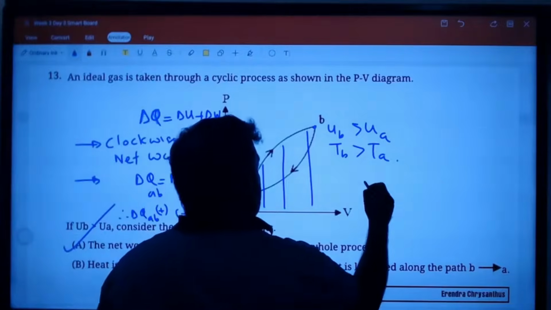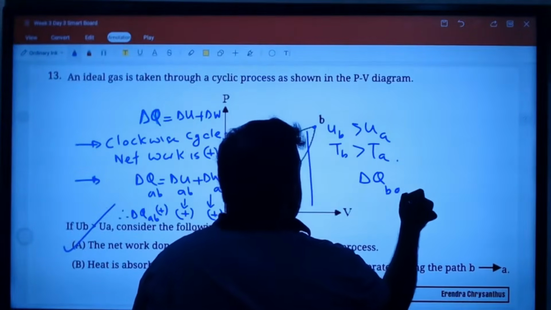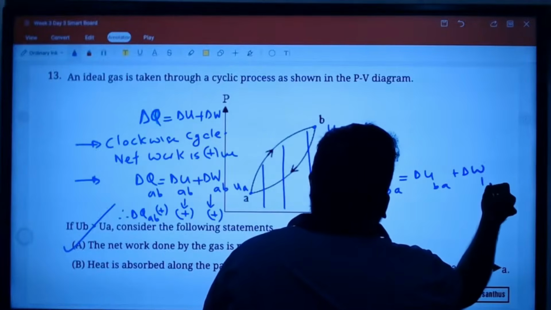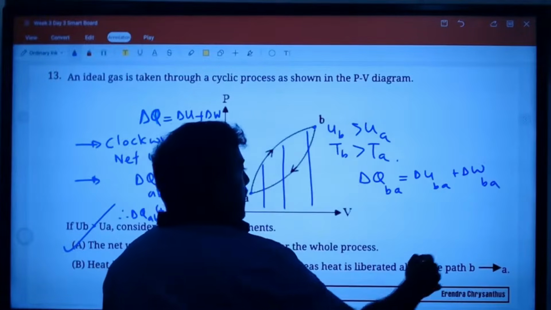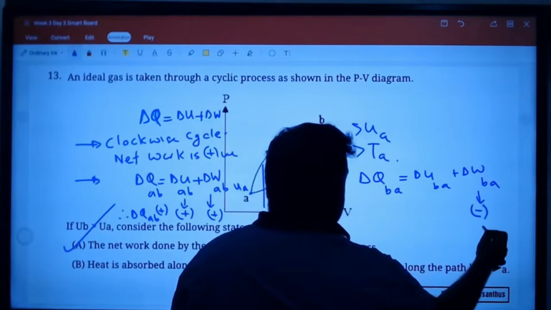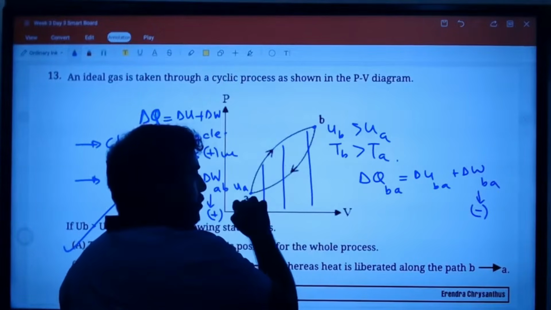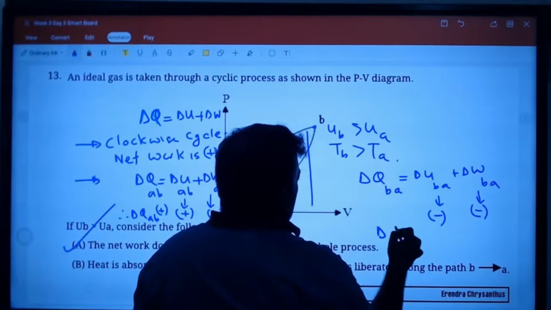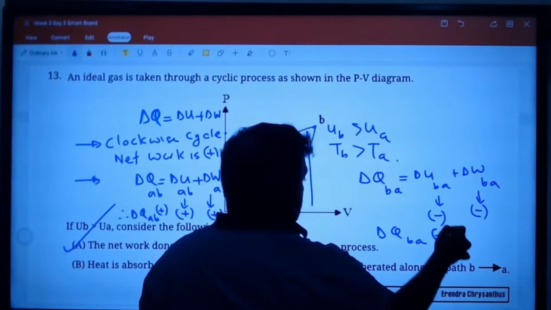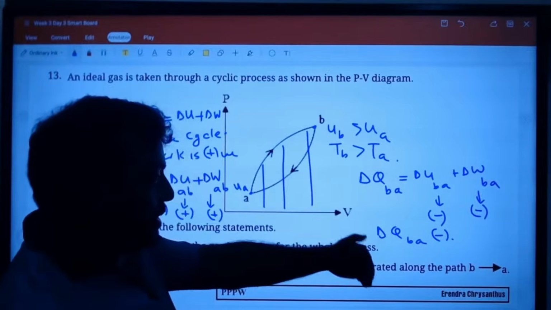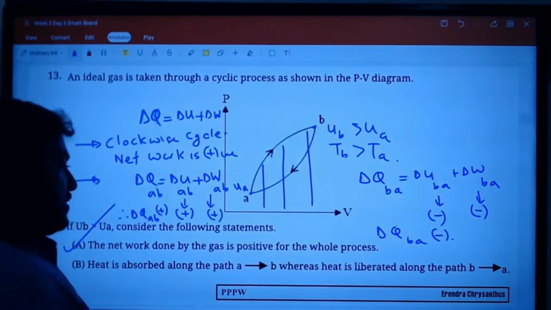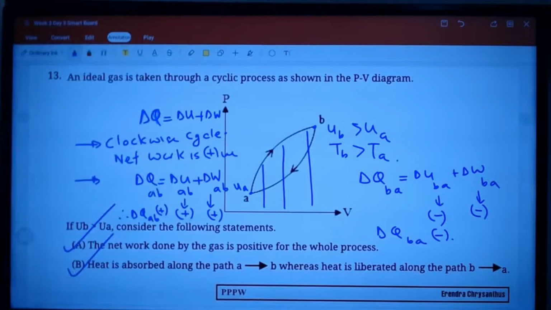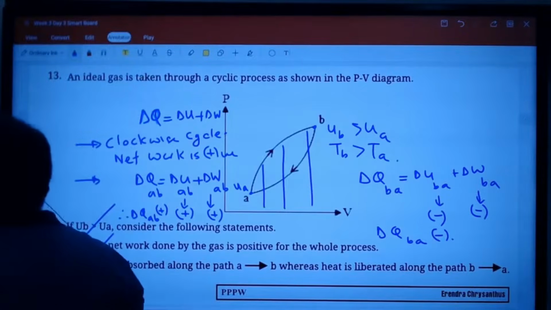Let's see. Delta Q B to A, delta U B to A, delta W B to A. Compression. Compression means net work input, minus. B to A means UA minus UB. UA is smaller, so it is negative. So delta Q BA is going to be negative. Heat input positive, heat output negative. So here heat is liberated, correct. Statement B is also correct.